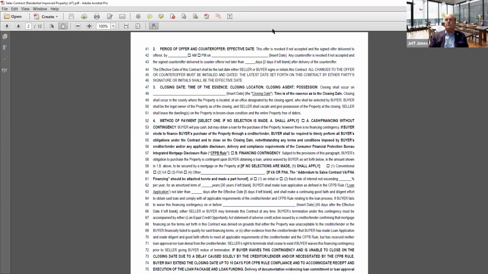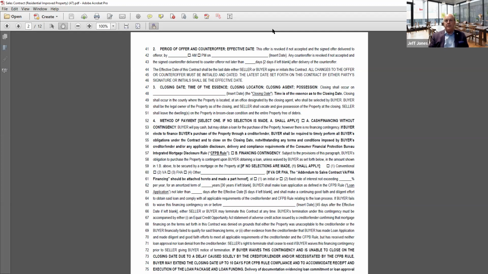The seller has certain responsibilities in a VA loan, and that seller needs to be aware what they are and how they could affect the closing and what expenses that the seller might have to undertake to help the VA or FHA loan. All right.